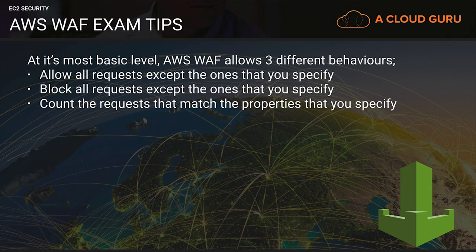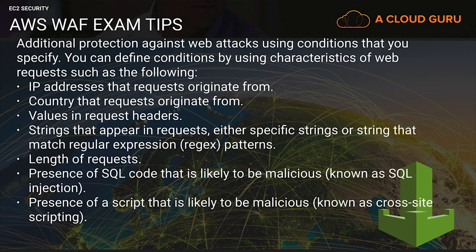Okay, so what are my exam tips? Just remember how WAF works at its most basic level. It's going to allow 3 different types of behaviors. We're going to allow everything, we're going to block everything, or we're just going to monitor the number of requests that match the properties which you specify. So if we're getting a new type of data coming in and we're not really sure whether it's something that we want to allow or block, we can just filter for that type of data and count the requests. So WAF provides additional protection against web attacks using conditions that you specify.